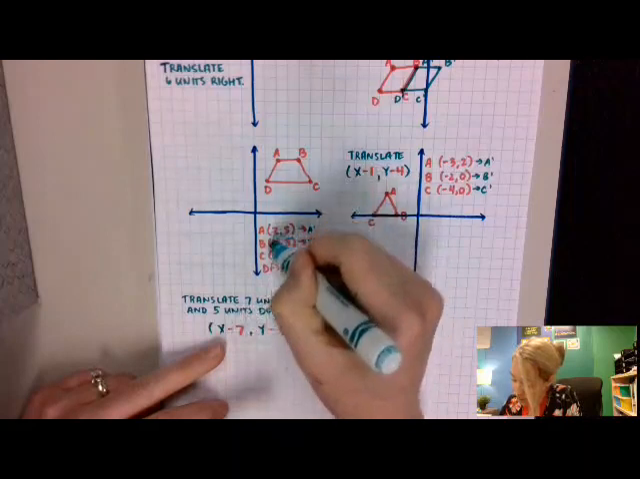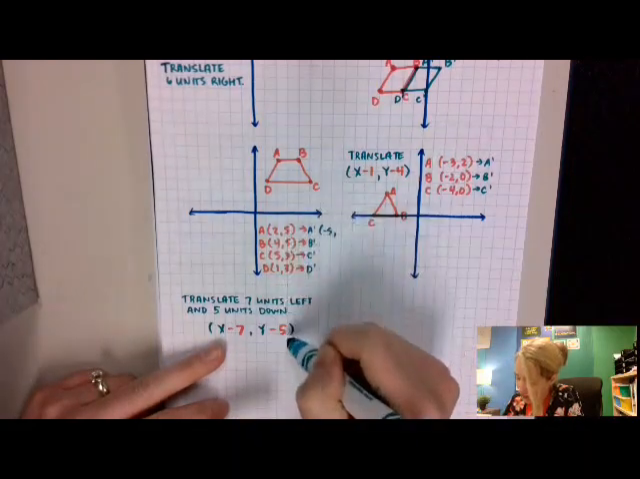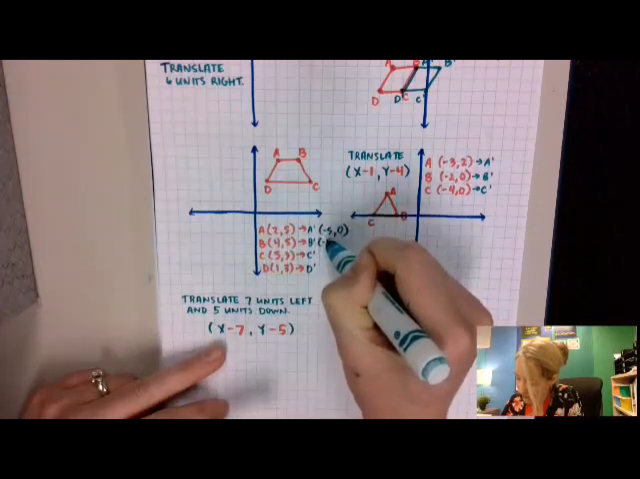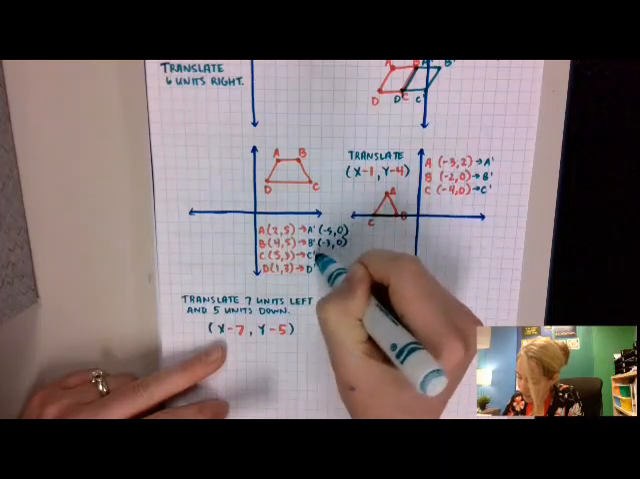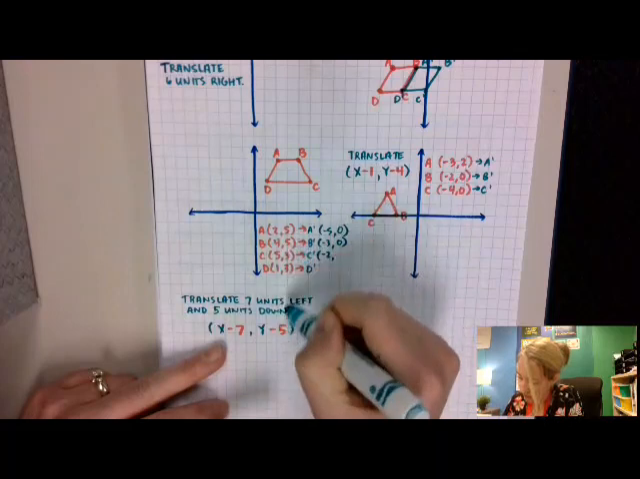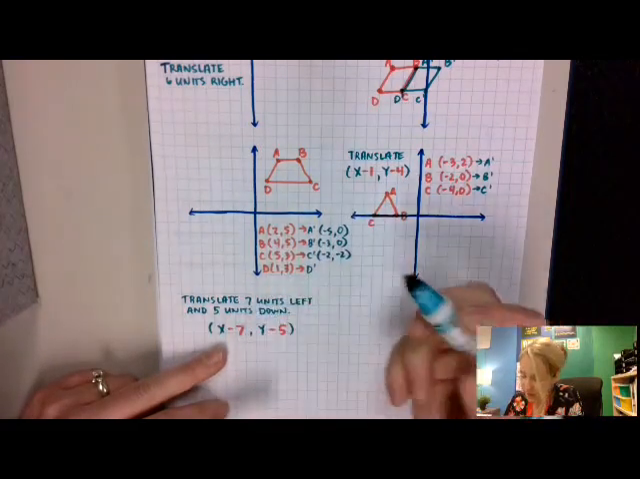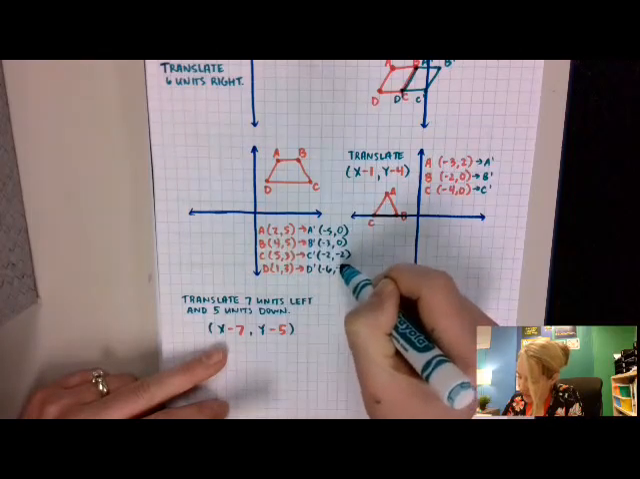So if I have 2 minus 7, that's -5. 5 minus 5 is 0. 4 minus 7 is -3. 5 minus 5 is 0. 5 minus 7 is -2. 3 minus 5 is also -2. 1 minus 7 is -6. And 3 minus 5 is -2.